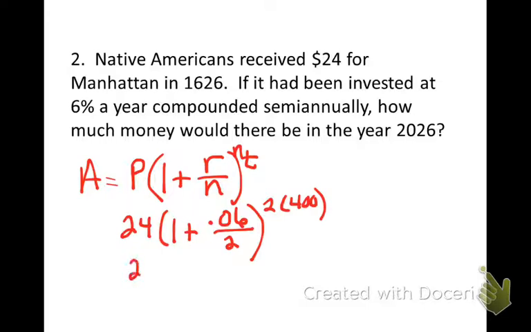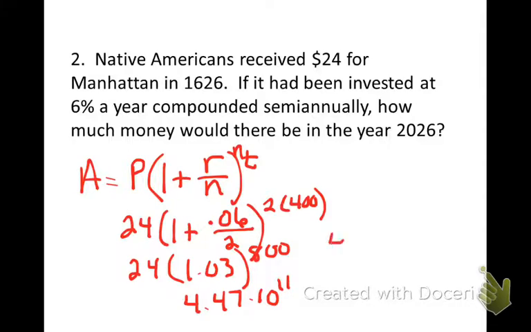So this is going to be 24 times 1, 0.06 is going to be 0.03 when you take half, to the 800. Take 1.03 to the 800 and then multiply, and you're going to get 4.47 times 10 to the 11th, which would be 447,000,000,000 dollars. So $447 billion, I believe.